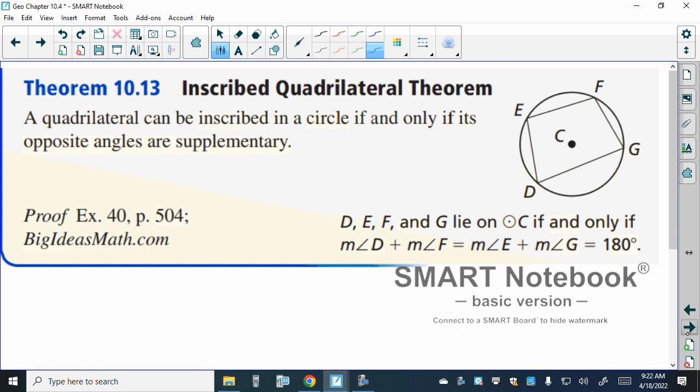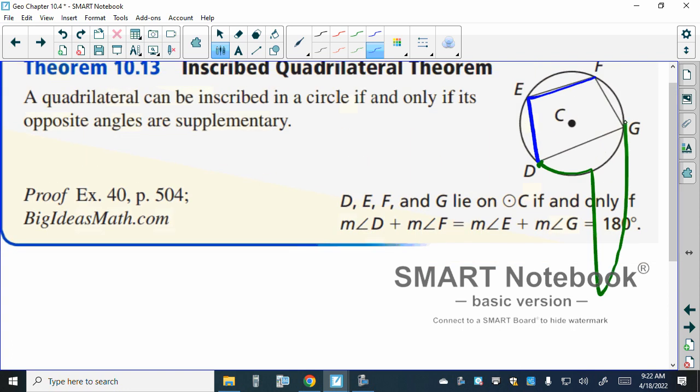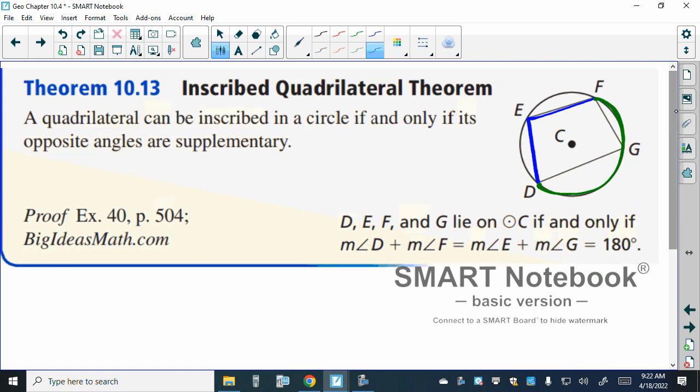And the last theorem we're looking at today is this one here, the inscribed quadrilateral theorem. A quadrilateral can be inscribed in a circle if and only if its opposite angles are supplementary. If the opposite angles are supplementary, they add together to be 180. And it makes sense because here angle E is equal to half the measure of arc DG. So it's equal to half the measure of this arc, yes?